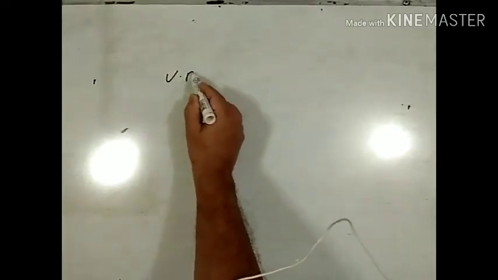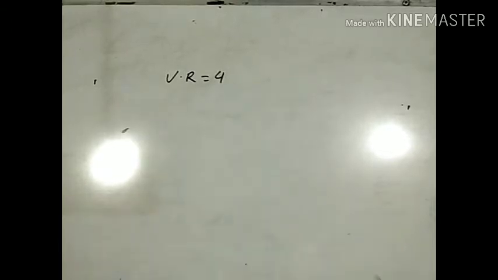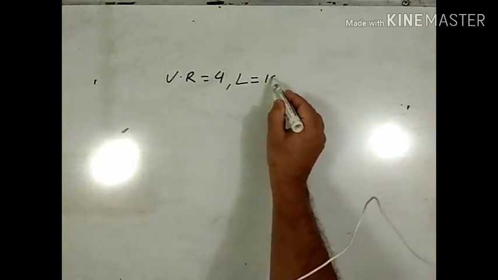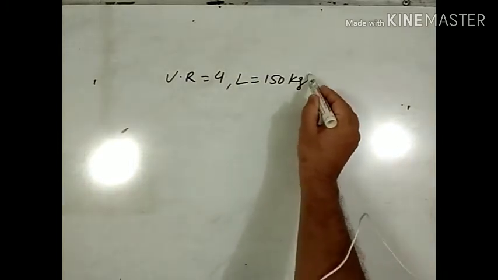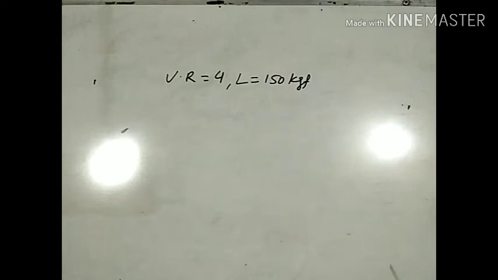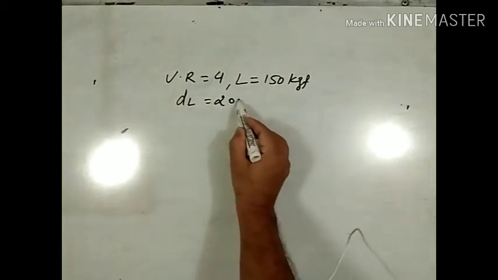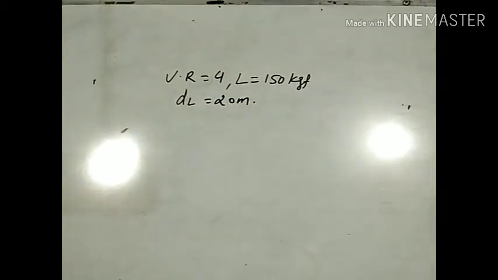Let us read the question once again. A pulley system with a velocity ratio of 4. So what is the velocity ratio given? Velocity ratio is equal to 4. Let us try to find out the given quantities. Load is equal to 150 kg force. It is used to lift a load of 150 kg force through a vertical height of 20 meter. What is the distance of load? It is equal to 20 meter. These are the quantities given.